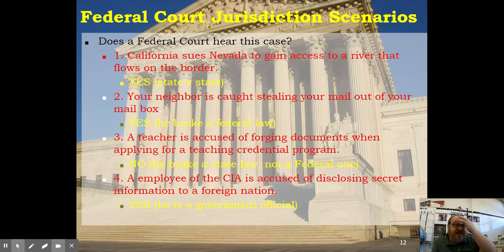An employee of the CIA is accused of disclosing secret information to a foreign nation. Yes, he's a government official. Also, that's treason. That's an original jurisdiction reason for the Supreme Court as well, or the federal courts. Not Supreme Court, federal courts.